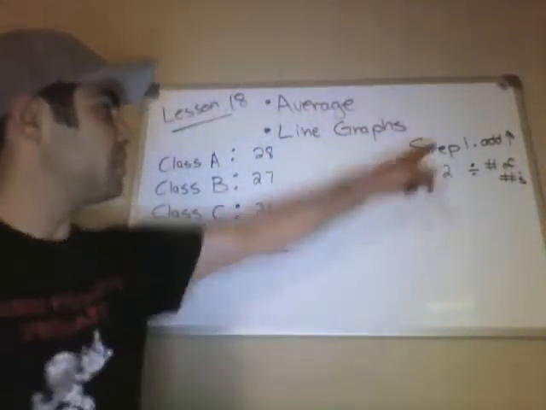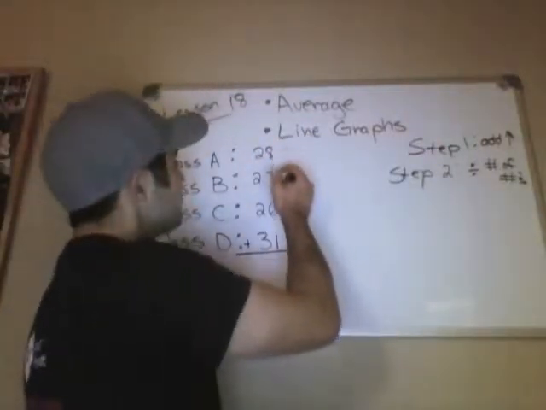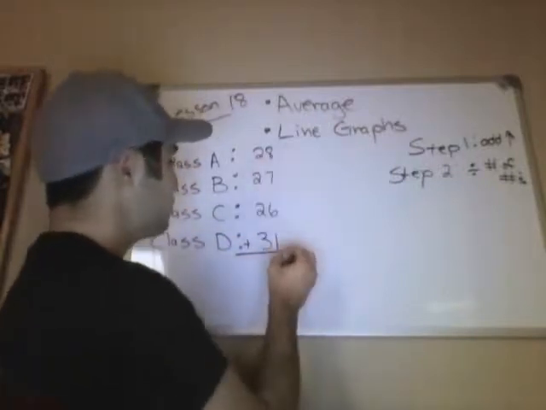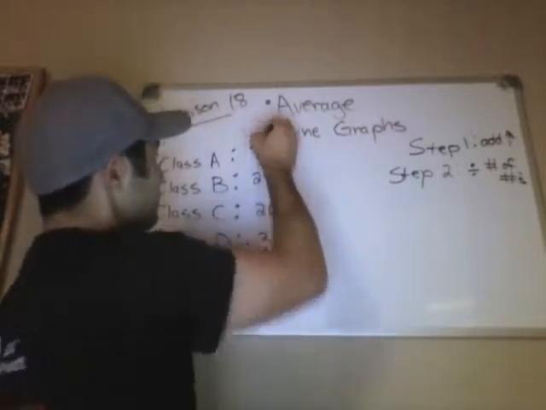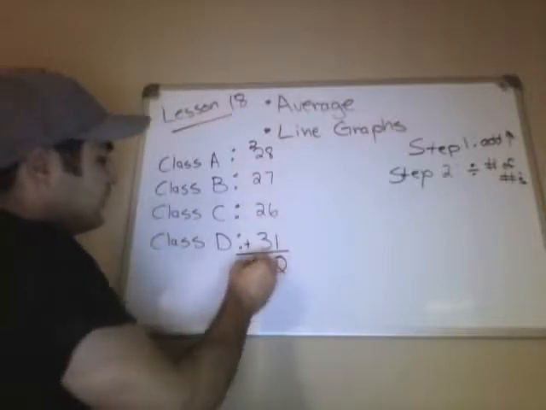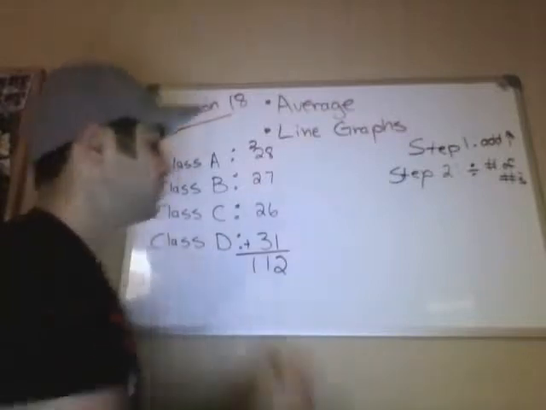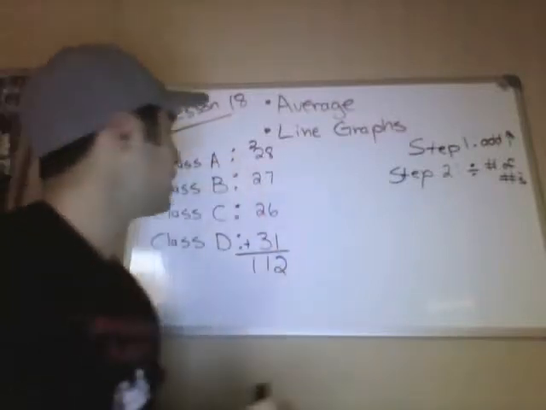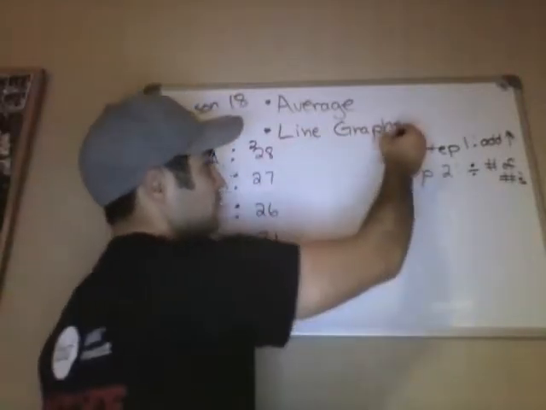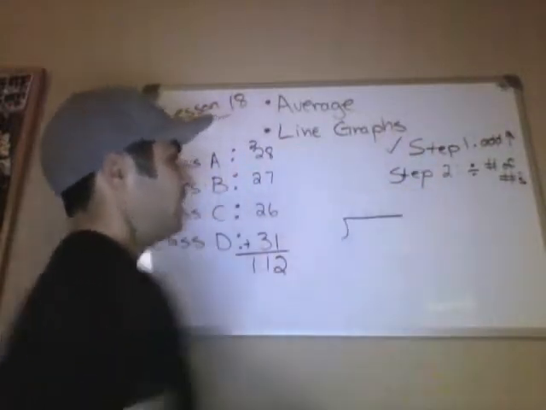Add up. Step number one, add up. This is going to be 8 plus 7 is 15, plus 1 is 16, plus 6 is going to be 22. 2, carry your 2. 2 plus 2 is 4, plus 2 is 6, plus 2 is 8, and that will be 11. So you have 112 students total. So if you take 112 students and divide it between those four, how many classes are there? There's 4 classes. So step number one, we are done. Add up 112.